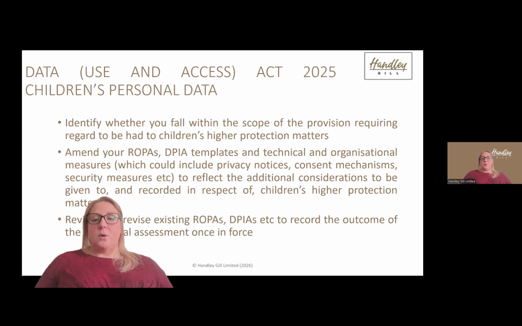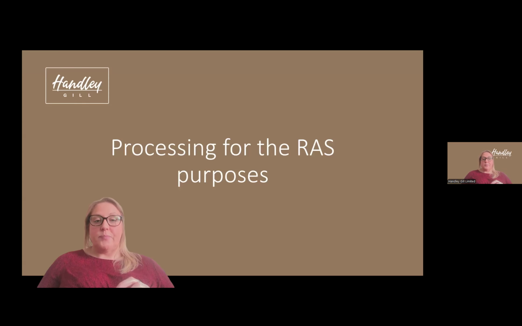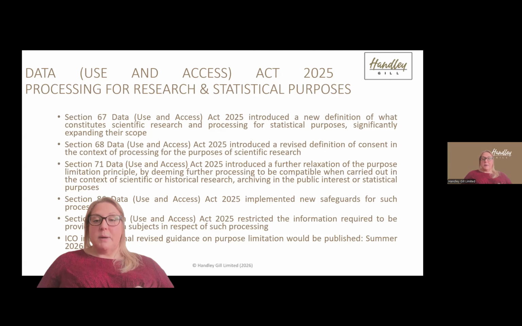So identify whether you fall in the scope of the provision, amend your ROPAs, DPIA templates and technical and organisational measures, which could include privacy notices, consent mechanisms, security measures, etc., to reflect the additional considerations to be given to and recorded in respect of children's higher protection matters. And when you do an additional assessment, make sure you're recording the outcome of that to make sure you can demonstrate you've done so. Next chunk of changes relating to processing for the RAS purposes.